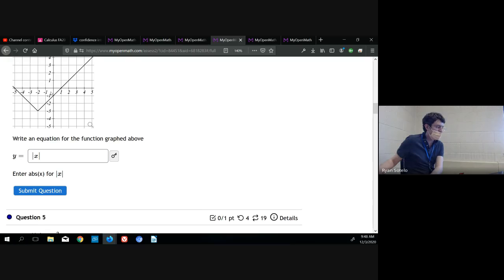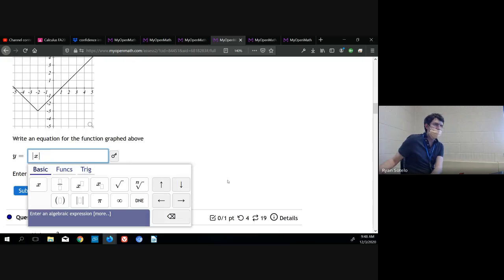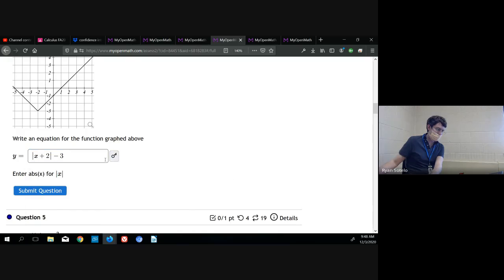So I'm going to go, how do I go left 2? Left 2, plus 2. Yes. Sweet. And to go down 3? Minus 3. Perfect.